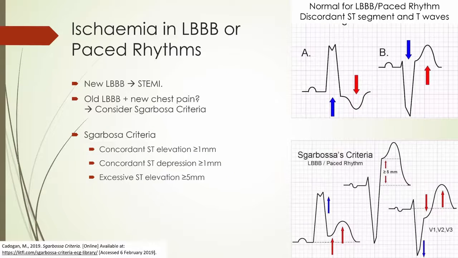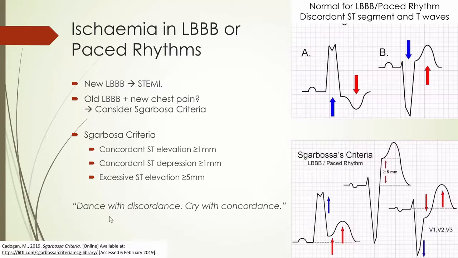But let's say you do have an old ECG for this patient, and they always had a left bundle branch block, and now they come in with chest pain, and you're trying to look at the ECG and interpret whether or not the changes that you're seeing, are they consistent with ischemia, or are these normal changes for someone with a left bundle branch block? So the Scarbossa criteria can help us, and the easiest way to remember them, as one of the emergency physicians once told me, is dance with discordance and cry with concordance.